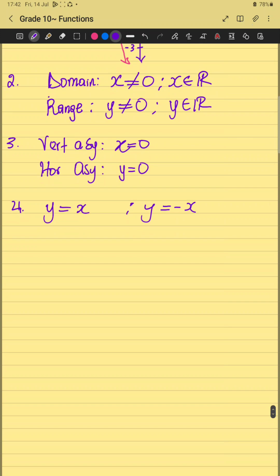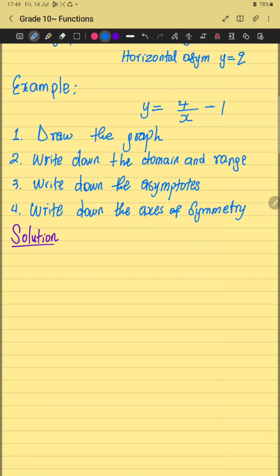Okay, thank you so much. Now let's take a look at this one. This is the second one, but we'll be using the same questions. Now when we draw this one, we can use the table, or maybe we can just use the y-intercept method. So let me show you the y-intercept method.